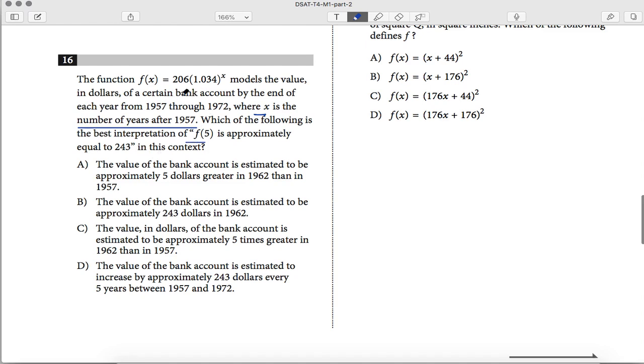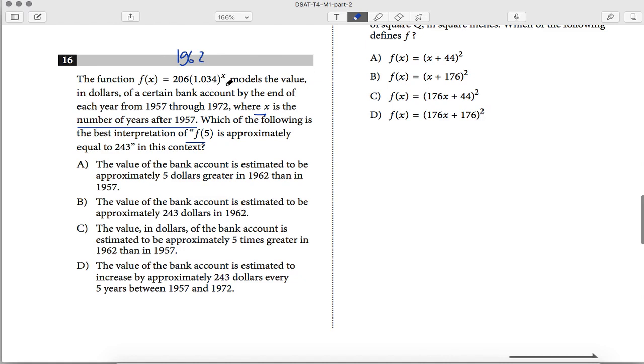Well, let's think about this. This gives us basically the value in dollars in the bank. X is the number of years after 1957. If I'm looking at f of 5, 5 years after 1957, that means 1957 plus 5, that would give me 1962. I'm looking at the year 1962.